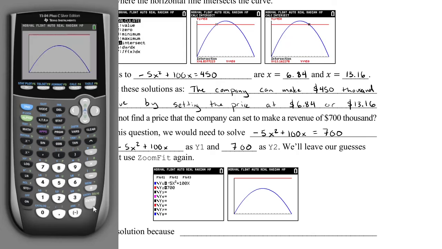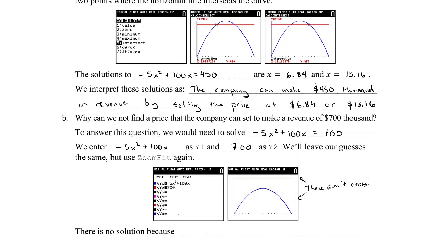And now, looking at this graph, I do not like what I see. Why not? Well, they don't cross. And so I might think, okay, well, should they cross? Do I need to change my guess? But looking at this, I don't think so, right? It looks like the vertex is somewhere around here. This is a parabola that opens down. So that vertex is the highest point. And then that line is above the vertex.